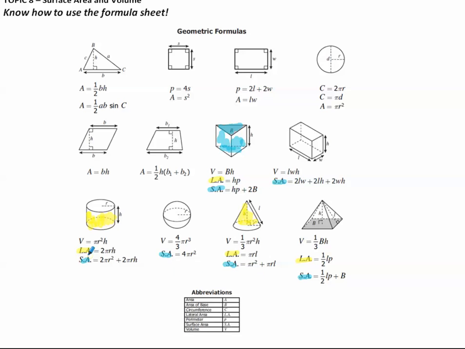So whenever you have lateral area, always remove your bases. Some things, like this, have 2 bases. Some only have 1, in the example of a cone and a pyramid.